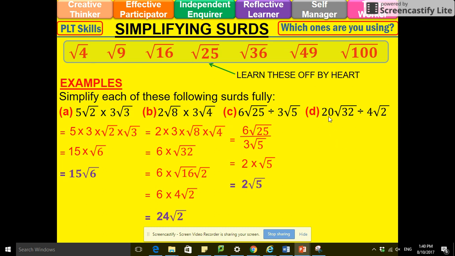Let's do one over here. We've got 20 square root of 32 divided by 4 square root of 2. First thing you do, put it into fraction form. So there we go: 20 square root of 32 over 4 square root of 2. We can do 20 by 4 easily, and we get 5, and 2 goes into 32 16 times, so the square root of 16. But we don't have to leave it there because we know that 16 is a square number, because 4 times 4 goes into it. So on our next line we do 5 times 4, and our answer there will be 20.